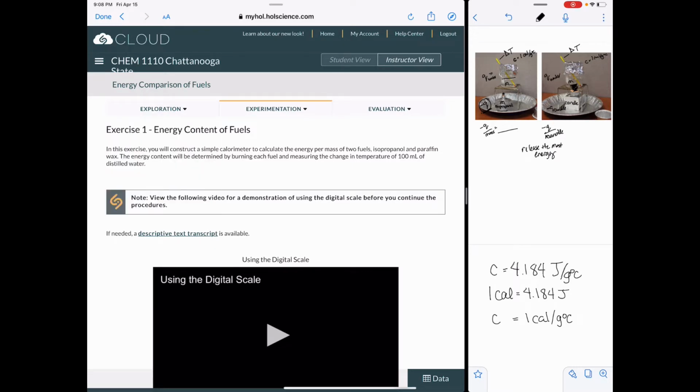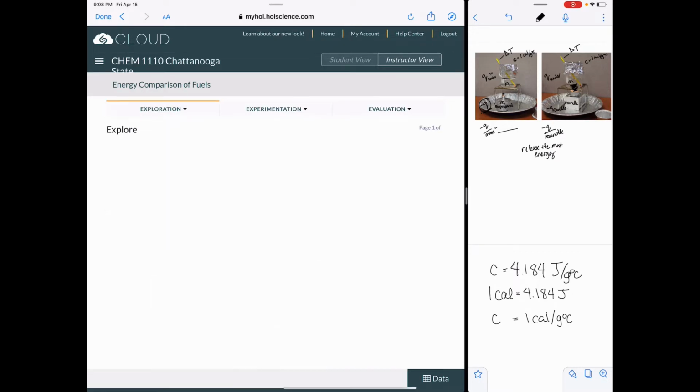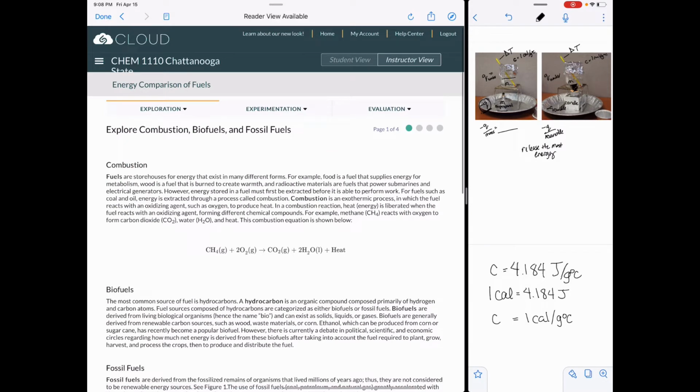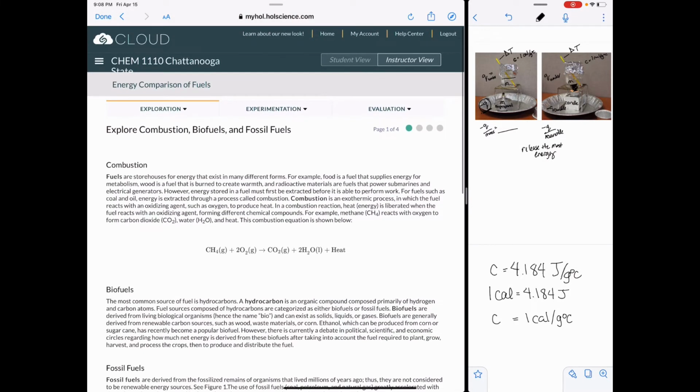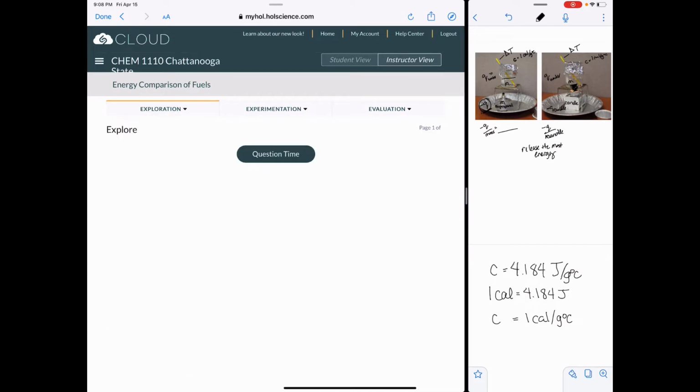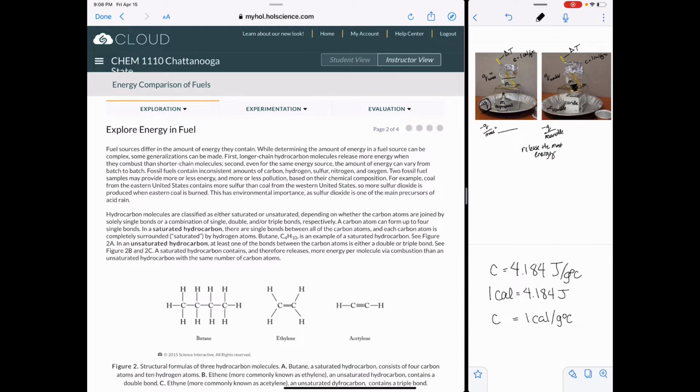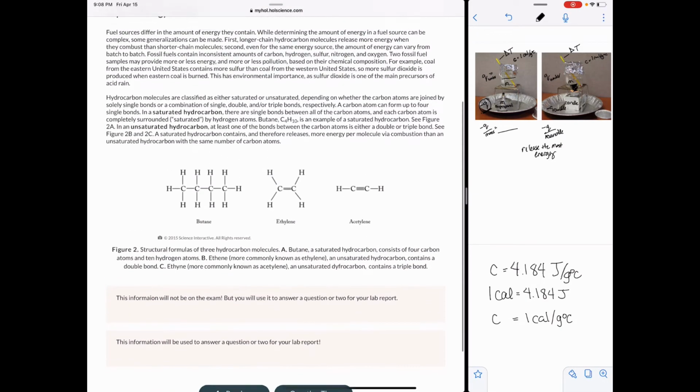When you're looking at this, you're going to be looking at some information about combustion, which is just burning something. So that's not a new term. You've seen all this before when you looked at types of reactions. And a little bit about biofuels and fuels. And then we go back to this Q equation. Oh, wait, that's in a second.